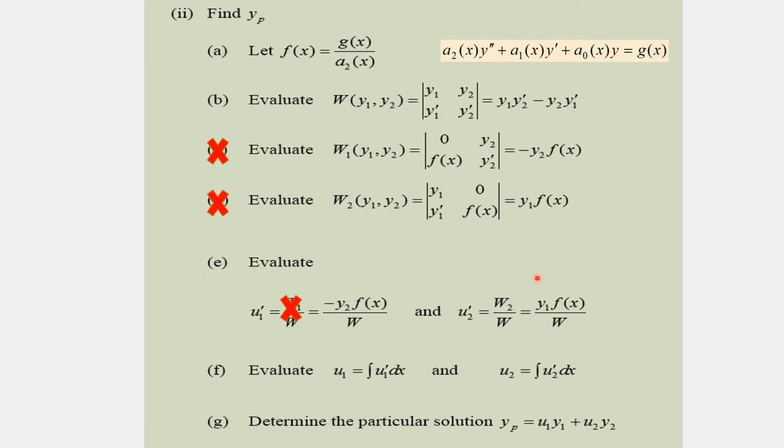That means you don't have to evaluate this at all, because you've already known y1 from your yc, you've already known fx from part A, and you have already known W from part B. So my advice is for you to skip part C and D and straight away use these formulas to find U1 prime and this formula to find U2 prime.